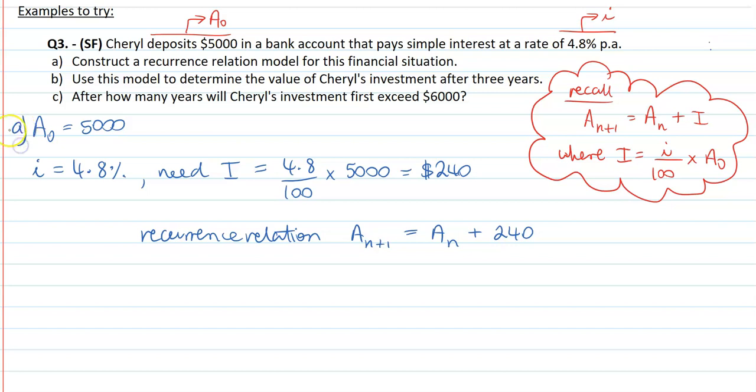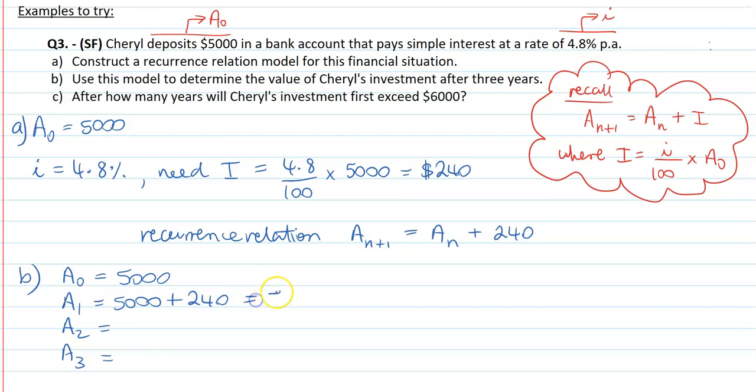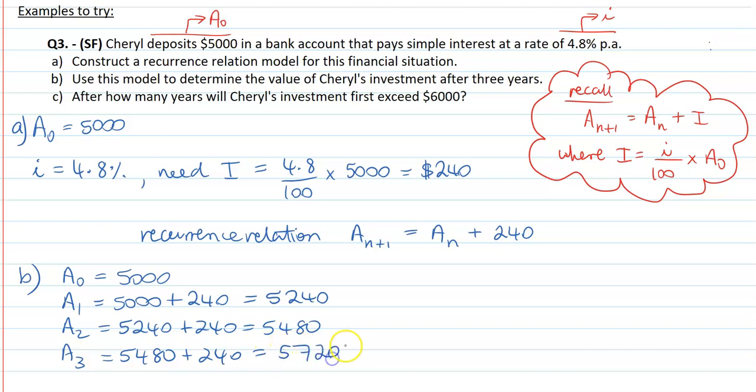Alright, so that was part A. Part B, we need to use that model to find out her value after 3 years. So if we just start off with our initial balance, after the first year, after the second year, and after the third year is what we're after, because we need to use that recursion. Okay, so after the first year, 5,240, and after the third year, she will have $5,720 in her account.